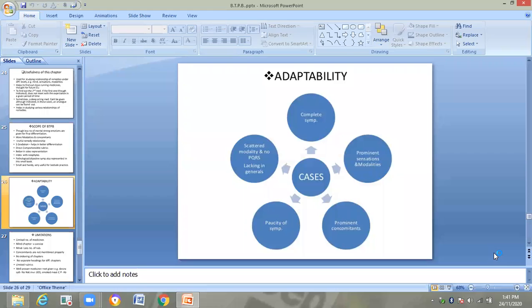So this is all about the adaptability of BTPB, that means in which cases or where we can use BTPB for repertorization, as well as special features of BTPB.